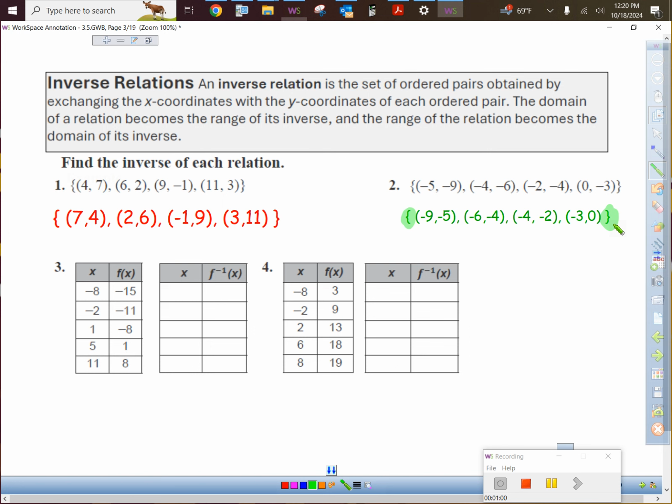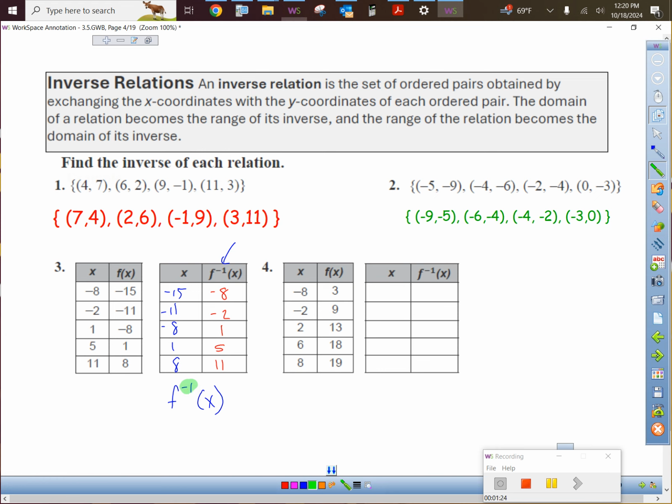You do the same thing on a table. Here are your x's and here are your y's, even though they call them f of x's. So all you have to do is switch them around. But we get introduced to a new little notation symbol right here. It looks like f to the -1 of x. This is really the symbol for inverse. So that's f inverse of x in that case.